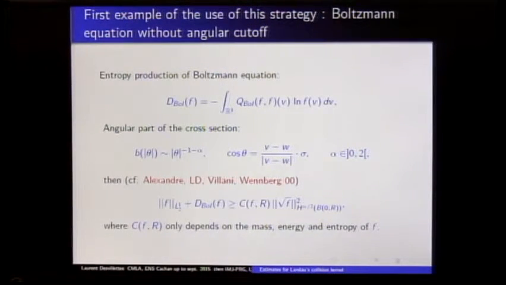So I will not write it down. Let me just say that in a certain case, a case of the cross-section without angular cutoff, this was really described very precisely yesterday, then it's possible to show that the entropy production of the Boltzmann equation plus the mass and energy dominate somehow a certain Sobolev norm of the square root of F to the square. This was proven, in fact, in a paper that we wrote together with Raja Alexandre and Bernd van Berg and Cédric Villani in 2000.